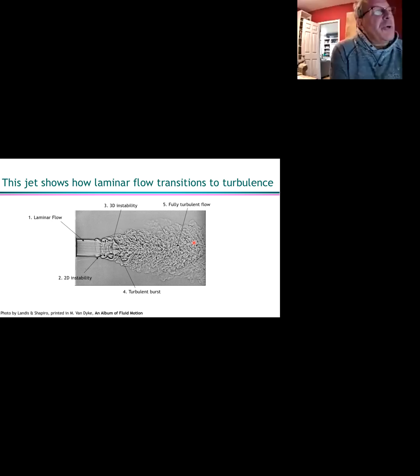Well, by the same token, when it's in the fully turbulent flow, is that a stable situation?